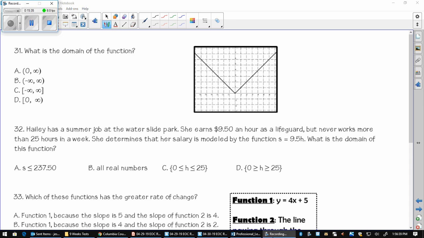Okay, on 31, they're asking us what the domain is. Remember, domain is x values, left and right. This arrow is going left, this arrow is going right. This arrow is going to keep going left forever and ever until it reaches negative infinity. This arrow is going to keep going right forever and ever until it reaches positive infinity. So my domain would be negative infinity to positive infinity. Remember that C could not be true because that is in brackets, and infinity is never going to have a bracket on it.